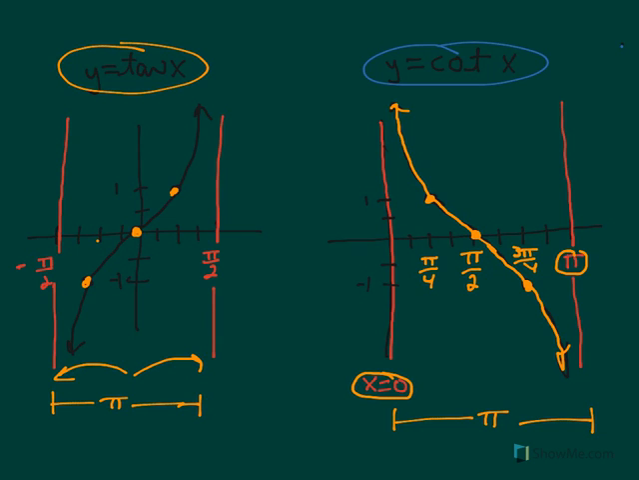So those are your two fundamental cycles. So just like sine and cosine, you want to kind of memorize their starting locations, their starting points. So you want to memorize where they start, where the asymptotes start, and then you can apply any A, B, C, or D values to them from there.